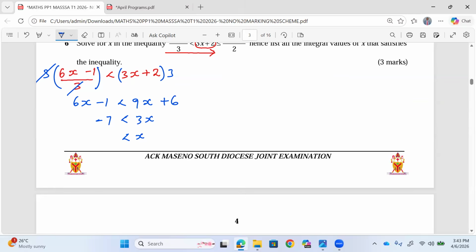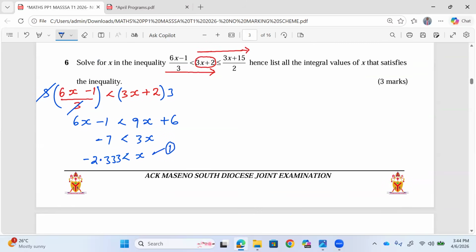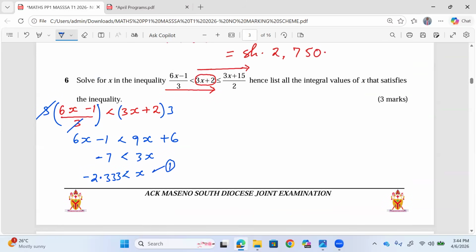To remain with x, we divide through by 3. So negative 7 over 3 is negative 2.333, like that. So that is the first inequality completely simplified. We can extract the second one and also simplify it.